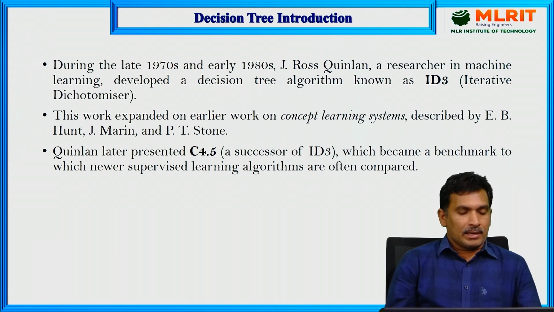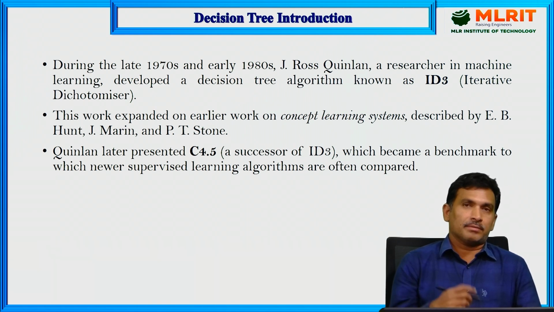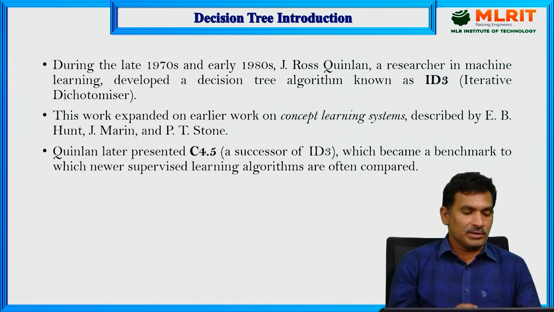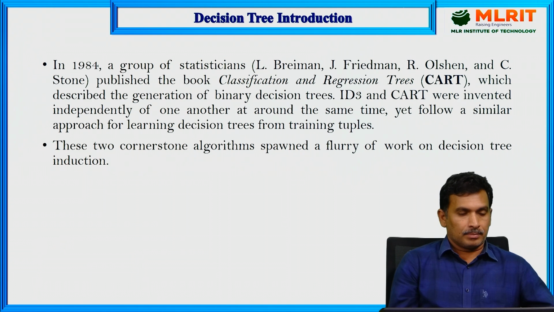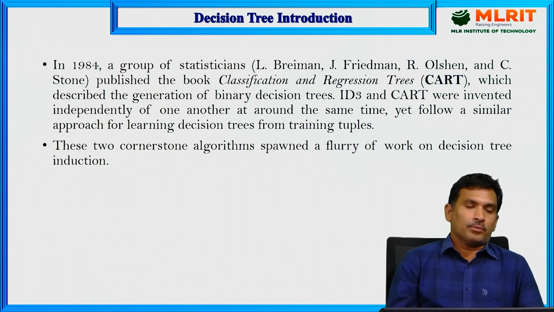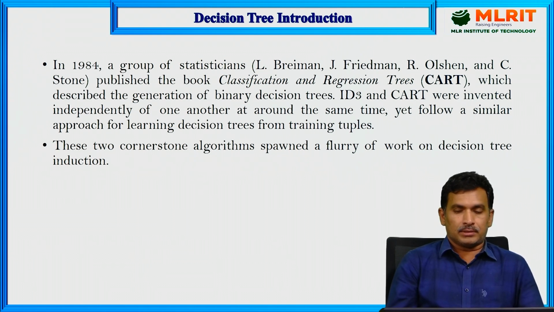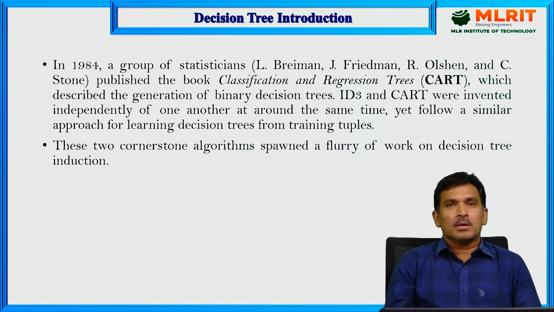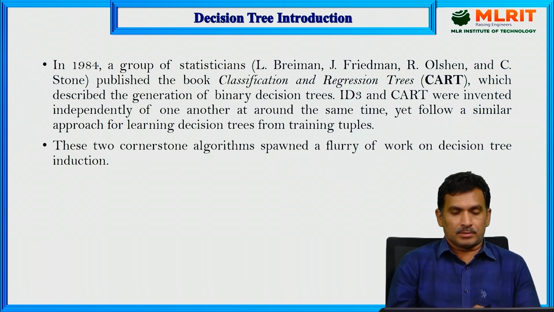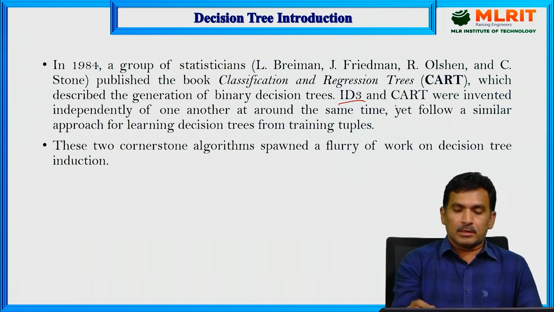Quinlan later presented C4.5, which is a successor of ID3 and became a benchmark to which newer supervised machine learning algorithms are often compared. In 1984, a group of statisticians published the book Classification and Regression Trees, CART for short, which described the generation of binary trees.